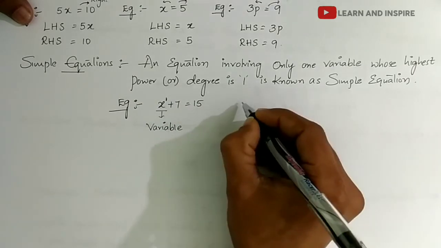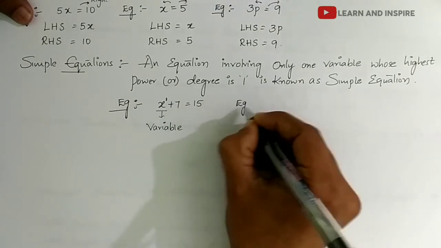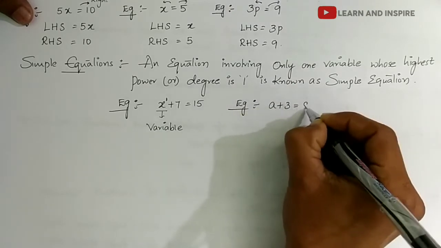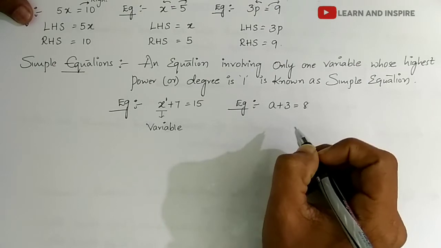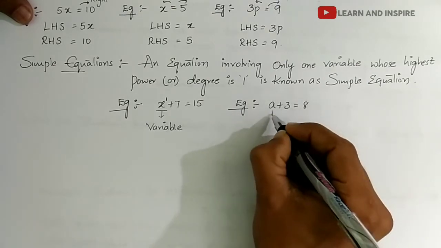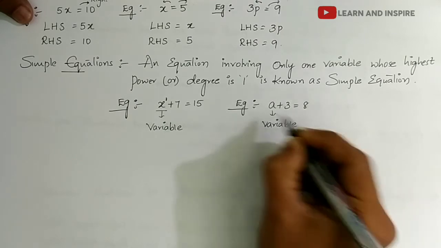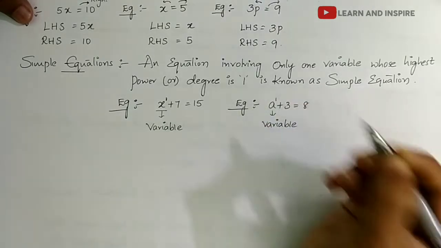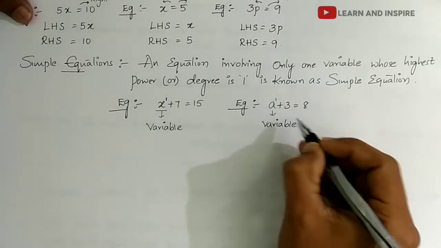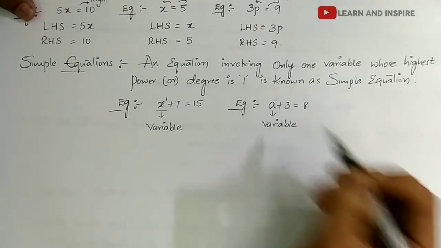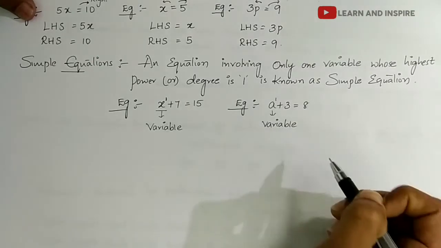So we write one more example. A plus 3 is equals to 8. So this is another example. So what is the variable here? Variable is a, and what is the power of that variable? 1. Okay. So from this we can say it is a simple equation, and an equation has an equal sign. As you can see here, there is an equal sign.